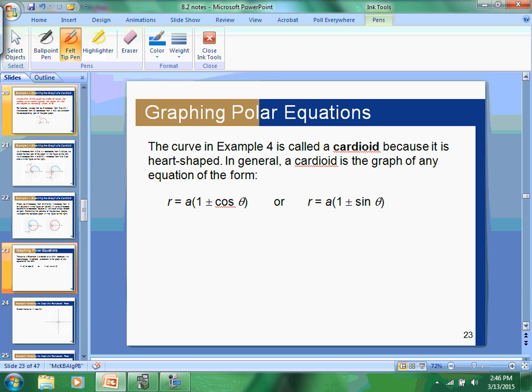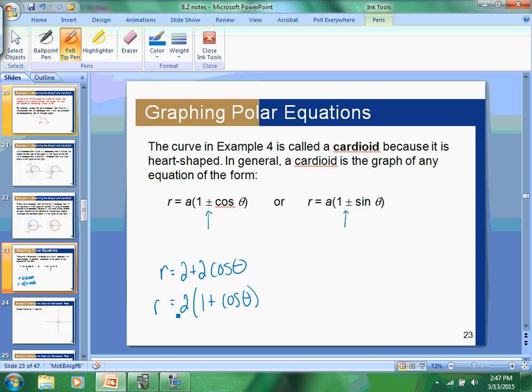But remember that all of these cardioid graphs that we're going to be dealing with that have the heart shape, they're going to follow this format in either sine or cosine. Now they're not going to have a plus minus in the equation. That's just to remind you that you could have a plus there or a negative there. Same thing for the sine. Okay? So our equation that we had for example 4 was 2 plus 2 cosine theta. So if we put it into this traditional format, we would take out the value of 2 as a GCF, and then we would have 1 plus cosine theta.